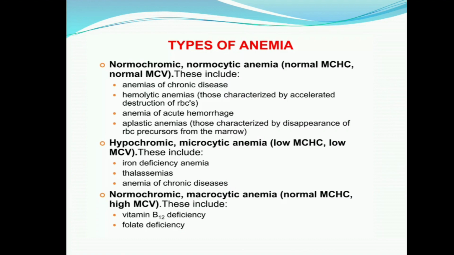Next we have the hypochromic microcytic anemia, which includes the iron deficiency anemia, thalassemia and the anemia of chronic diseases. And lastly we have the normochromic macrocytic anemia, which includes vitamin B12 deficiency and folate deficiency.